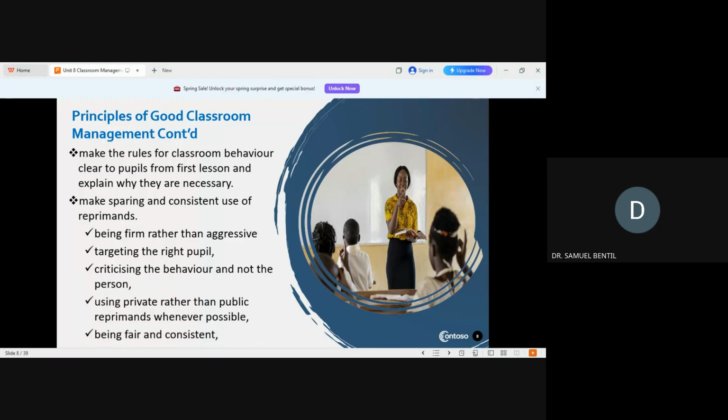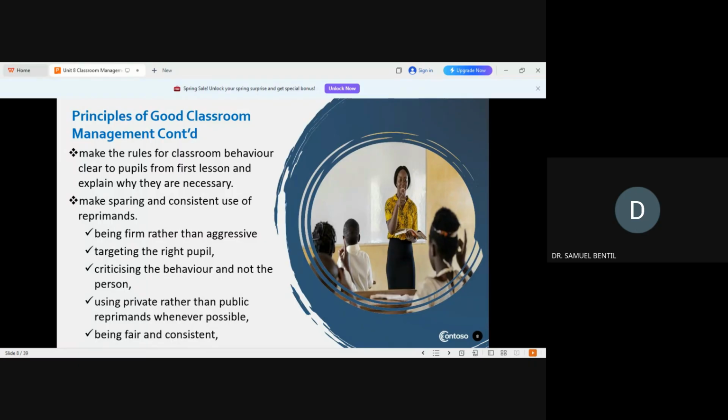Address that misbehavior, not attacking the person. So instead of saying, "Hey, John, I told you not to talk, you are talking. Don't you know that when you are talking, you are disturbing other colleagues or other students? That's why I said you shouldn't talk. When you talk, I'm going to cane you."